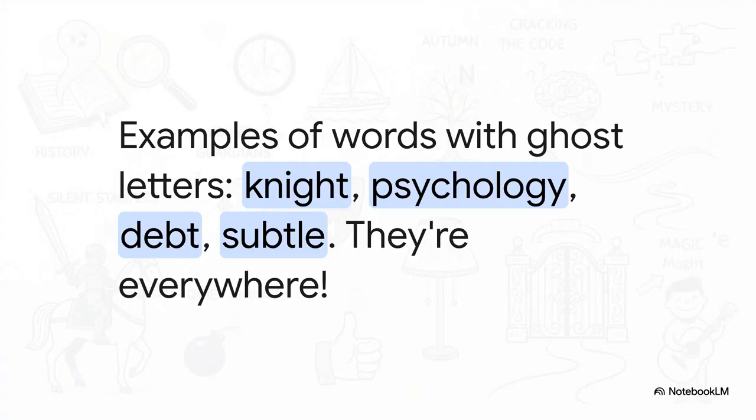I mean, just look at these guys. The silent K in night, the P in psychology, the B in debt and subtle. They're everywhere, just lurking. It can be super confusing, I get it, but by the end of this, you're going to see these words not as weird puzzles, but as little clues to a much bigger story.